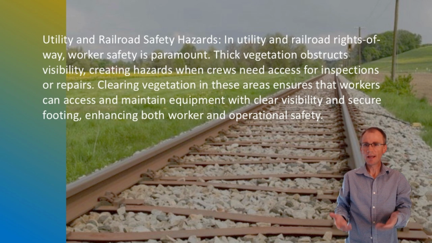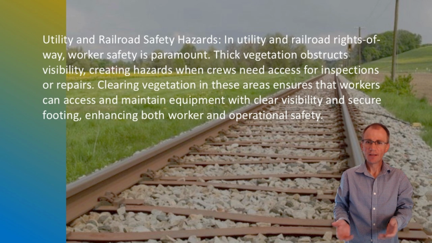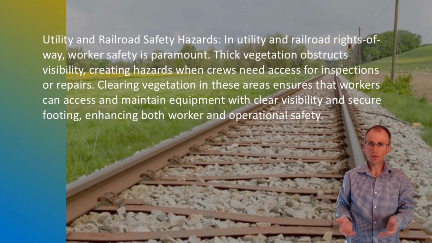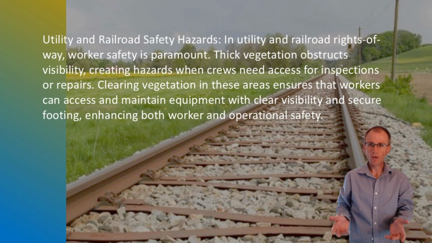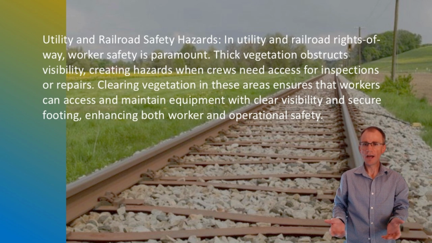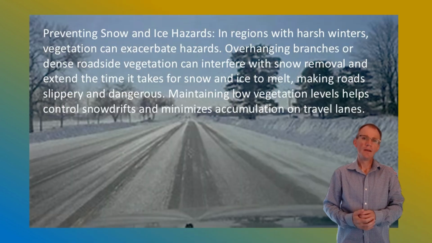Utility and railroad safety hazards. In utility and railroad rights of way, worker safety is paramount. Thick vegetation obstructs visibility, creating hazards when crews need access for inspections or repairs. Clearing vegetation in these areas ensures that workers can access and maintain equipment with clear visibility and secure footing, enhancing both worker and operational safety.